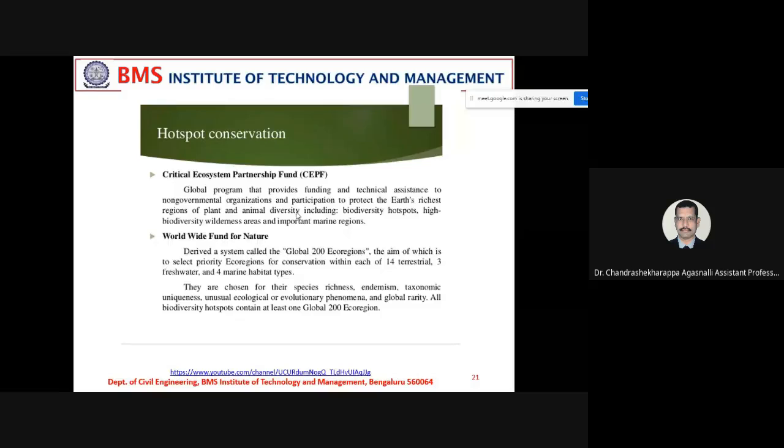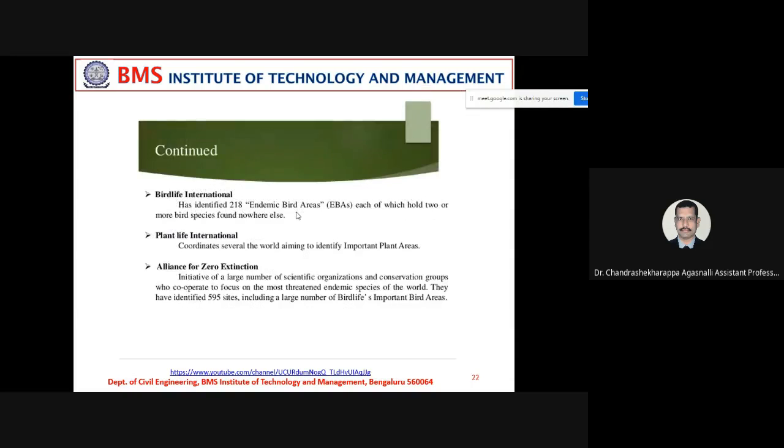That's most important. And then there is the World Wide Fund for Nature, especially the Global 200 eco-regions, the aim of which is to select the priority eco-regions for conservation, of which 14 are terrestrial, 3 are freshwater, and 4 are marine habitats. So this is how we need to conserve the hotspots. Okay, BirdLife International, PlantLife International, Alliance for Zero Extinction.